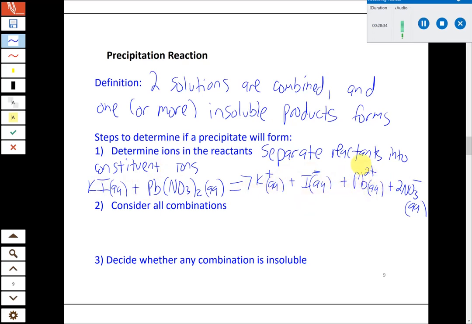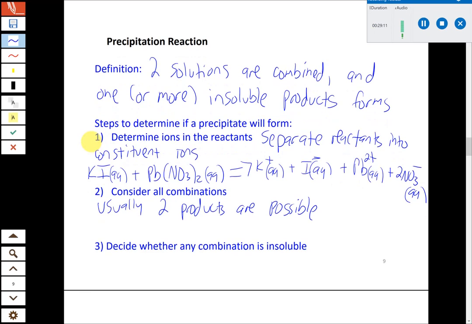And then what we have to think about is, what are the new combinations that can form when the two are mixed together? So typically you're going to have two products that are possible. And the way that you get those two products is you just swap the cation and the anion. So the cation from the first reactant, which is K+, is going to be paired up with the anion from the second reactant, which is NO3−, to get the other combination. And then similarly, the cation from the second reactant, which is Pb2+, is going to pair up with the anion from the first reactant, I−, to get that other combination. So you're just going to swap cations and anions.